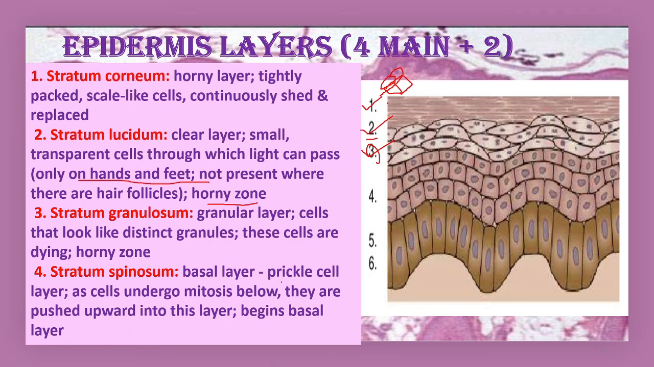This is the prickle cell layer. As cells undergo mitosis below, they are pushed upward into this layer and begin the basal layer. So this fourth row here, from here to here, is called the basal layer. Below this layer, the new cells are produced. Here the cells are dividing and new cells are produced. As new cells are produced, they are pushed upward, and the cells come to the stratum spinosum, that is the fourth layer.